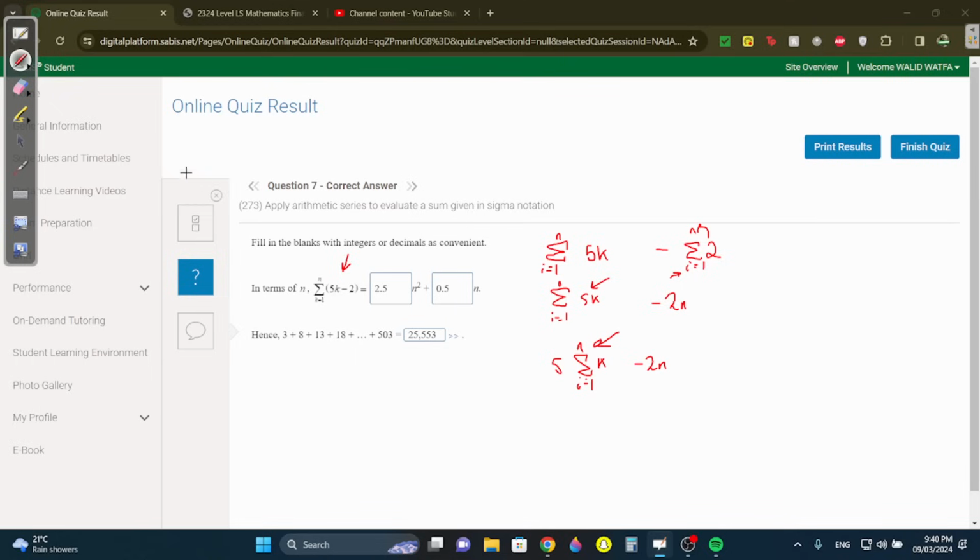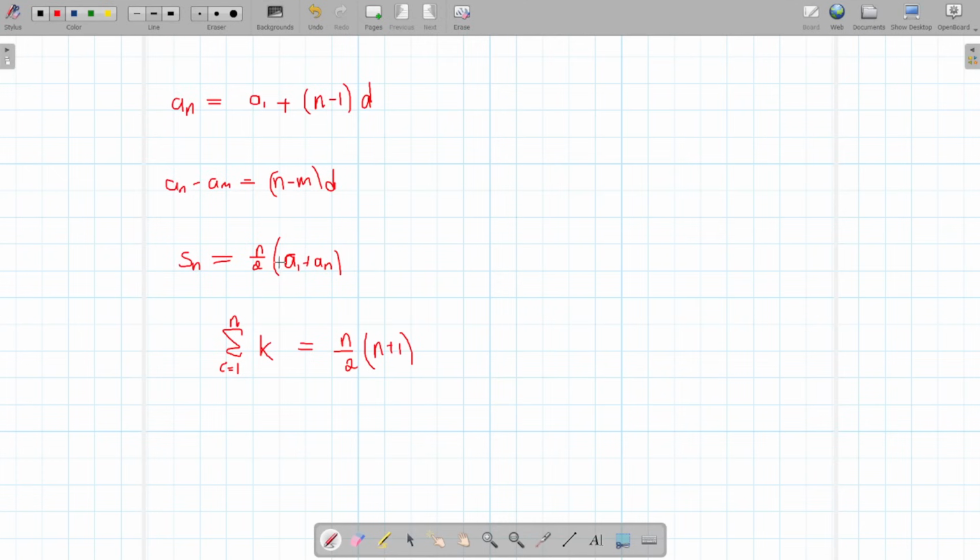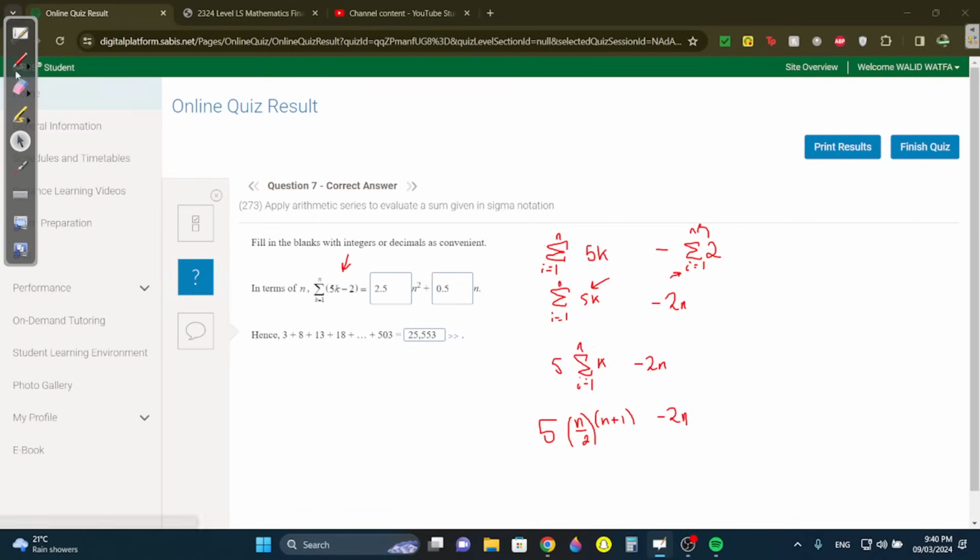Okay, what is sigma k? I gave it to you at the start. It's the same as saying the sum of any number up until n. I told you it's actually n over 2 times (2n plus 1) minus 2n, obviously. This was the rule. Remember, I wrote it here. Sigma k is n over 2 times (2n plus 1). So now all you have to do is just simplify.